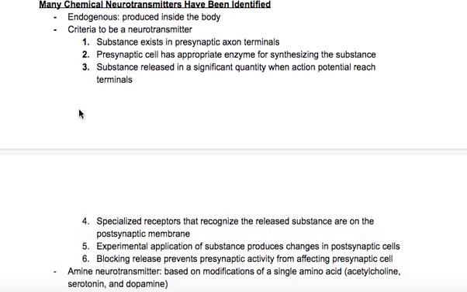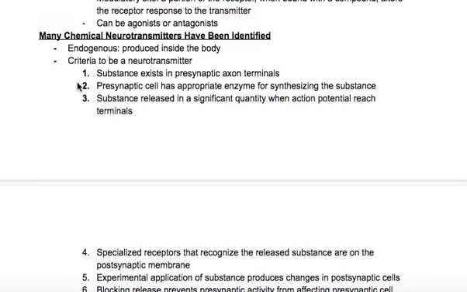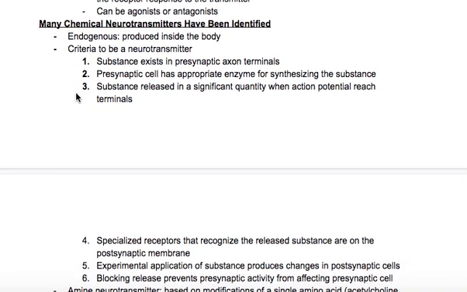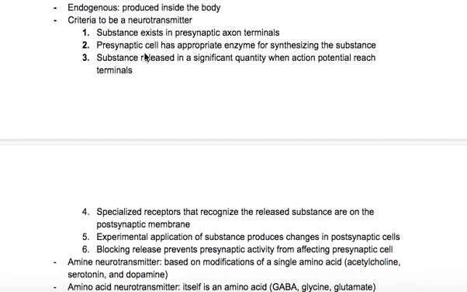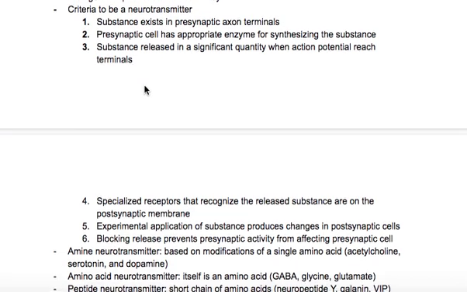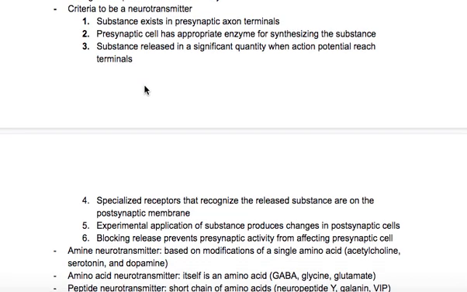There's multiple criteria to be considered a neurotransmitter, 6 in total. The substance must exist in the presynaptic axon terminals. The presynaptic cell must have the appropriate enzyme for synthesizing the substance. The substance has to be released in a significant quantity with action potentials when action potentials reach terminals.